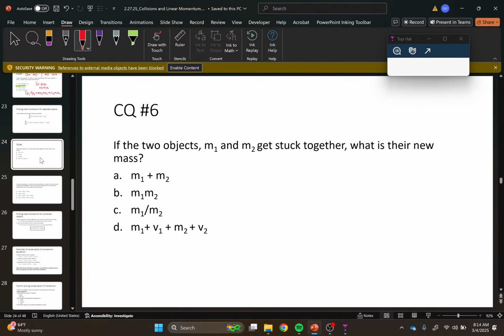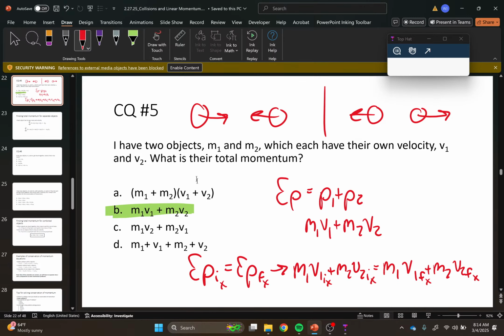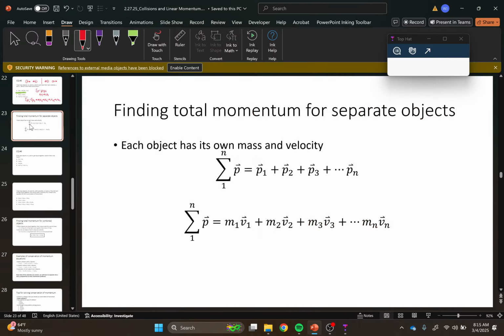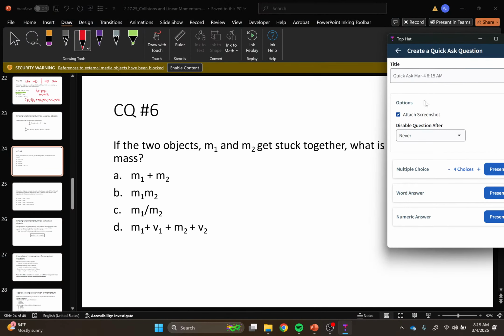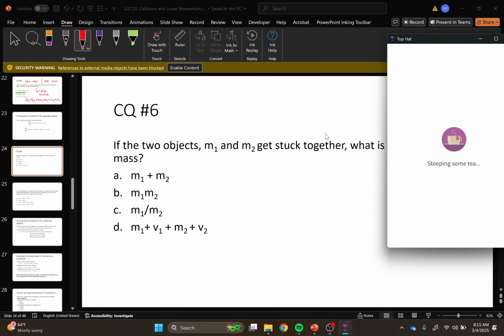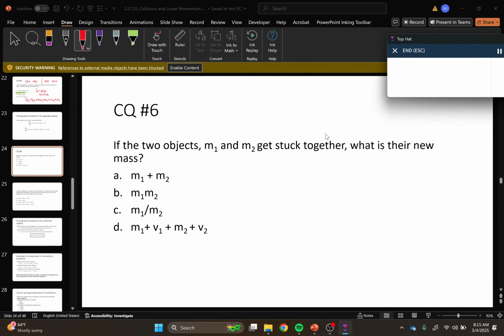So yeah, last time we did this. Great, I'll chuck this equation. So last class we did this question. We're going to do a couple more and then we'll start jumping into actually solving problems. So I had 2 objects, each with their own momentum. What was their total momentum? We just found the momentum of each and added them together. Great. All right, if I have 2 objects, M1 and M2, and they get stuck together, what is their new mass?